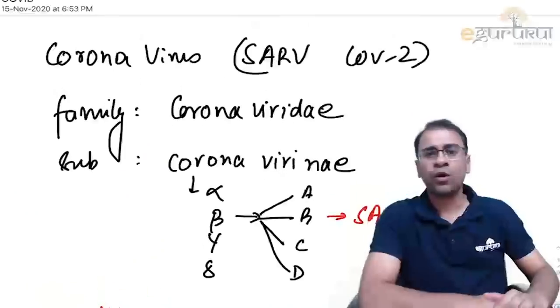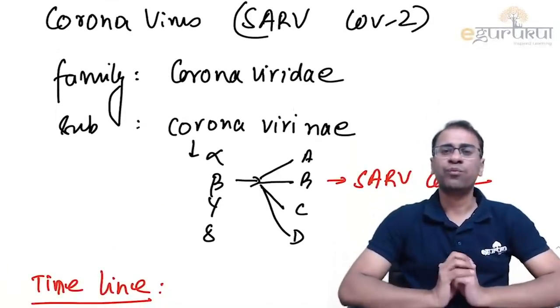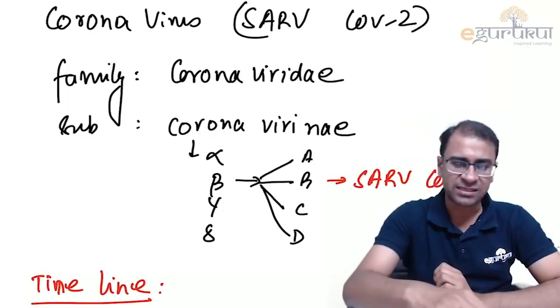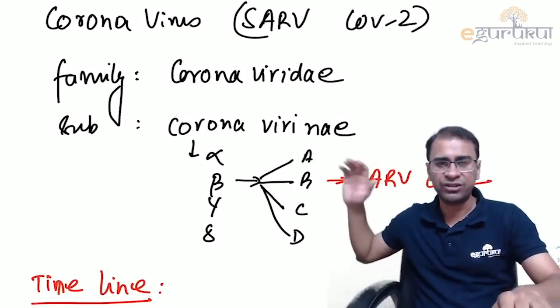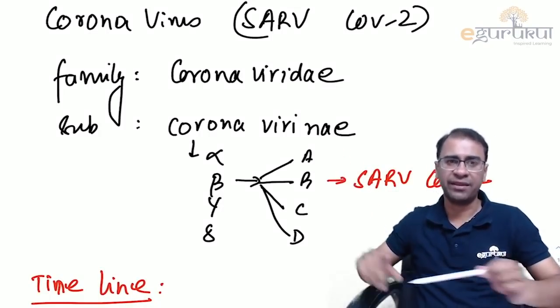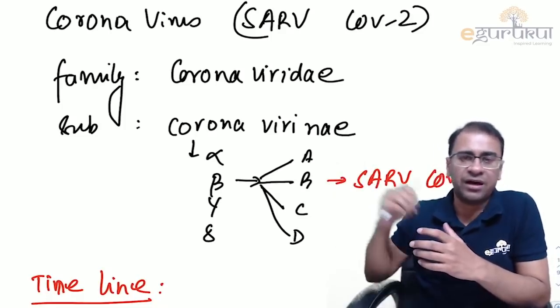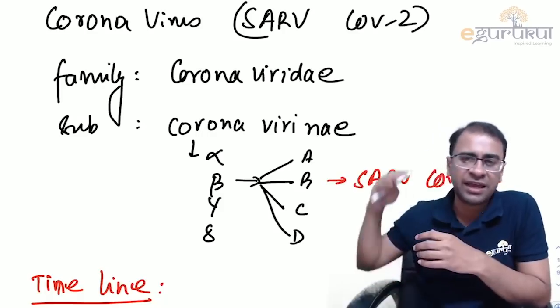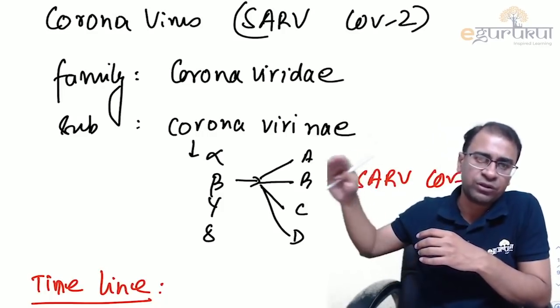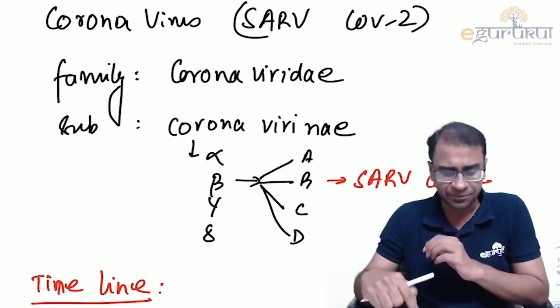Let's start the video. Coronavirus, the SARS-CoV-2, belongs to the family Coronaviridae and the subfamily Coronavirinae, in which we talk about the alpha, beta, gamma, and the delta. This actual coronavirus SARS-CoV-2 belongs to the beta family. In the beta family, there again are A, B, C, and D, and it belongs to the B subcategory.